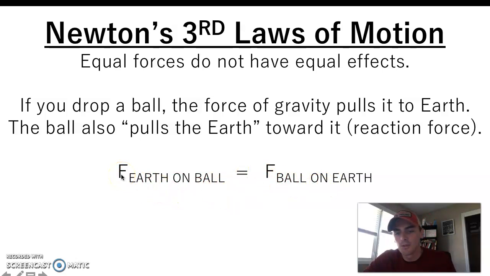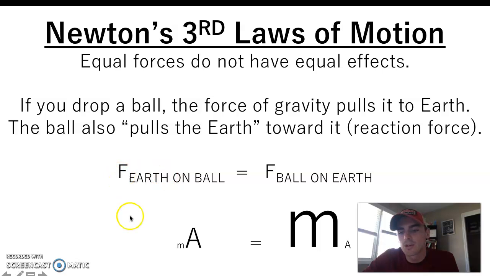Now we know from Newton's second law that force equals mass times acceleration. So we know that the force of these two things are equal, but hopefully this little example will show you. When I go look at the ball, it has a really tiny mass. It doesn't weigh very much, a tennis ball, which is why it accelerates so fast. When I go look at the earth though, its mass is huge and its acceleration is so tiny that we can barely even notice it.